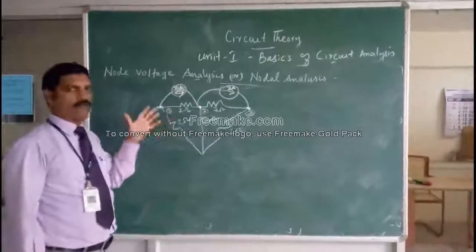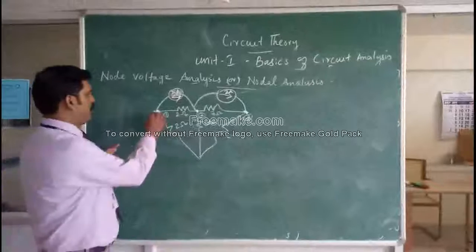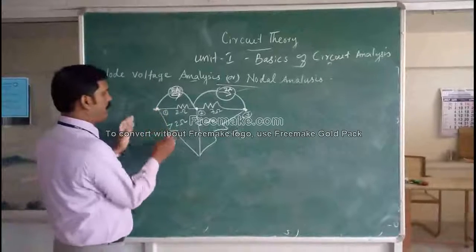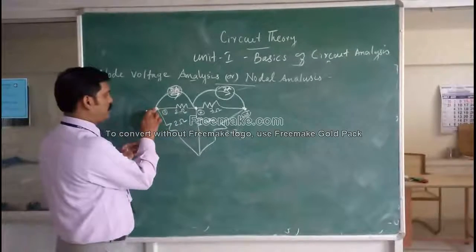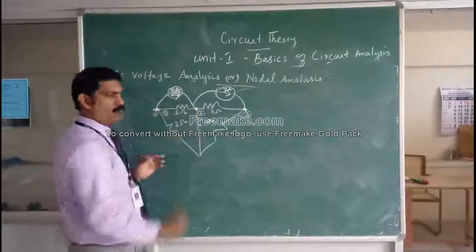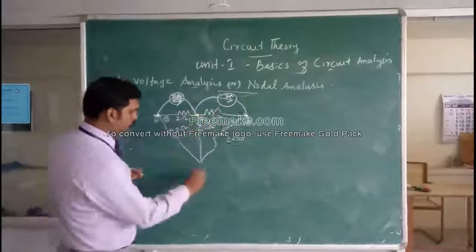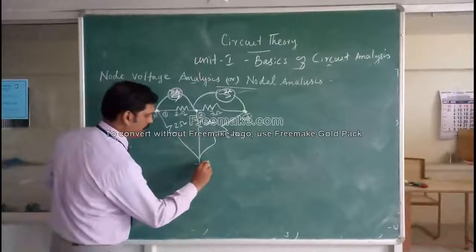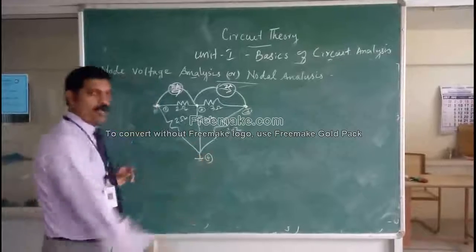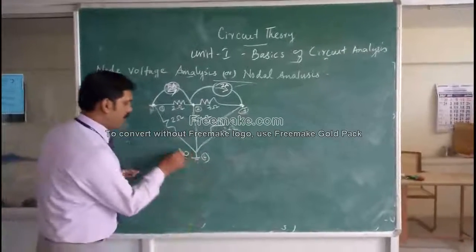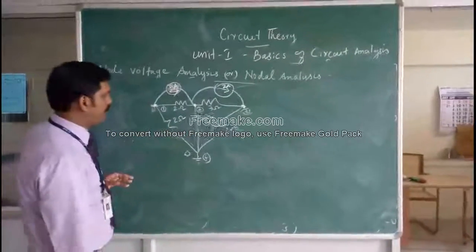The first step is to find the number of nodes in the circuit. Nodes are a meeting point of two or more branches. You can see here this one node. You can mark it as 1, and this node 2, and this node 3. And one reference node we have to mark. I told you that can be taken as reference node 4, and normally voltage at this node can be taken as 0. That is very important.